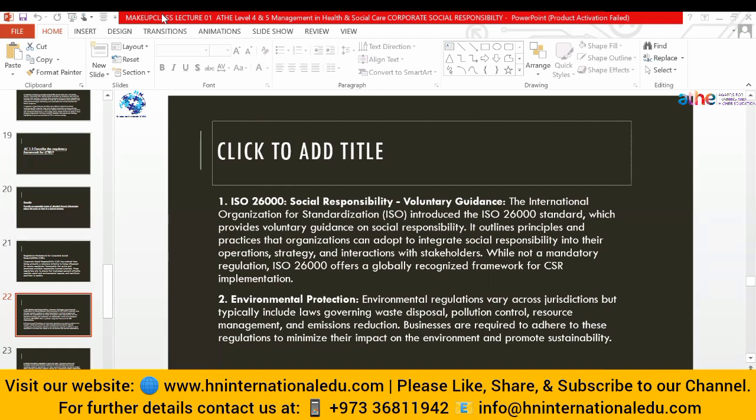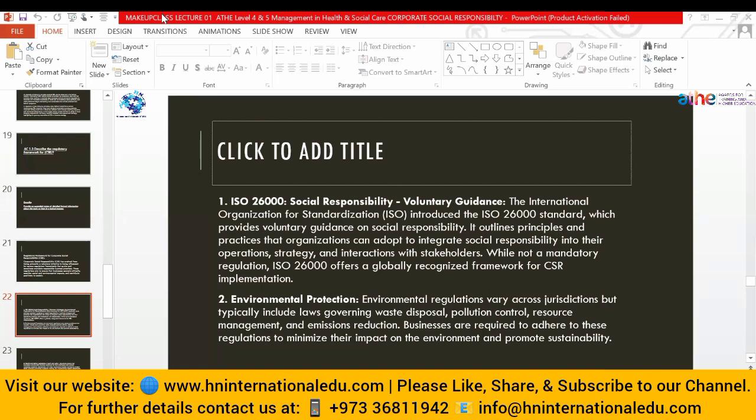Now, this specific ISO 26000 is for the stakeholders and how we interact with them in accordance with CSR. While not a mandatory regulation, ISO 26000 offers a globally recognized framework for CSR implementation. Whenever we want to implement CSR in any organization, the first framework is going to be this.